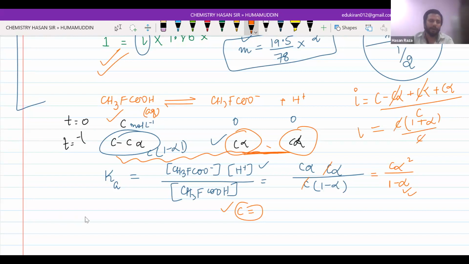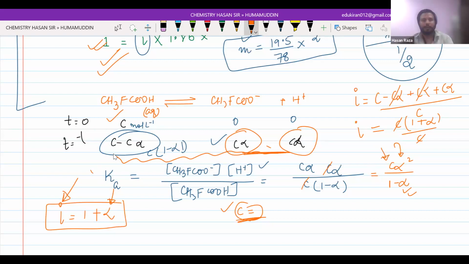i is equal to 1 plus alpha, and you already have calculated the value of i in the first equation. You can put it here and you will get the value of alpha. Then you are going to put the value of alpha here, and you can calculate the molarity. You are going to put it here, and you will get the Ka.